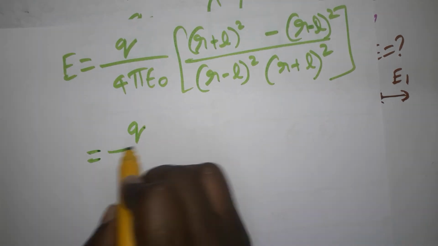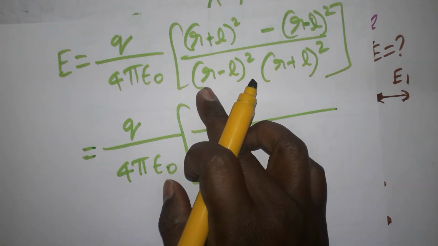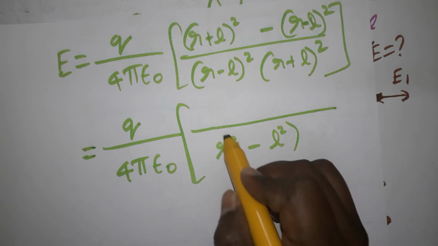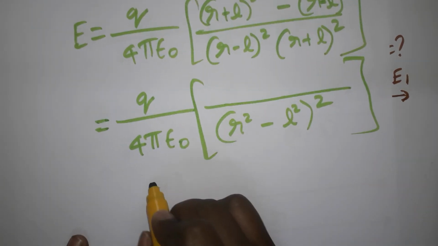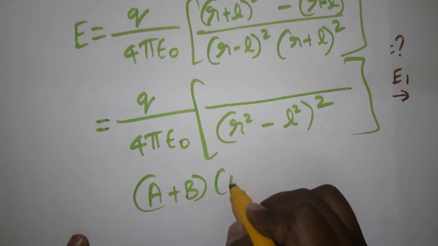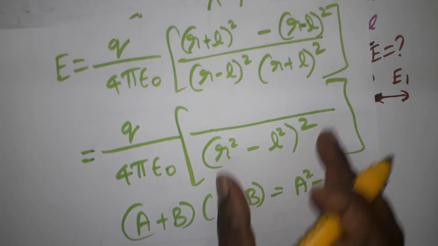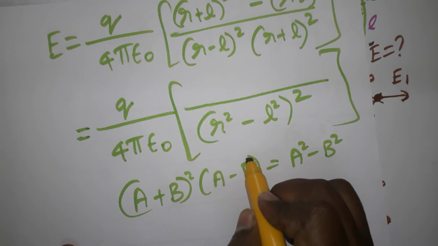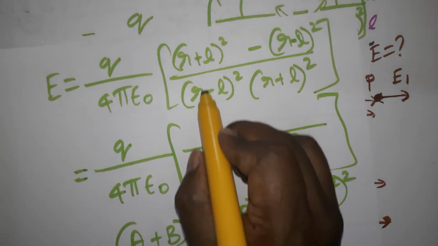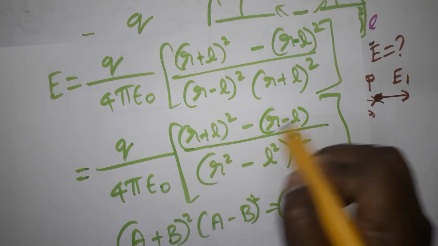So Q divided by 4 pi epsilon naught, A square minus B square. Already the whole square is there. Just let me write here: A plus B into A minus B is equal to A square minus B square. This formula only I used. Already this square is there, so because of that I wrote it as a whole square. Now R plus L whole square minus R minus L whole square.